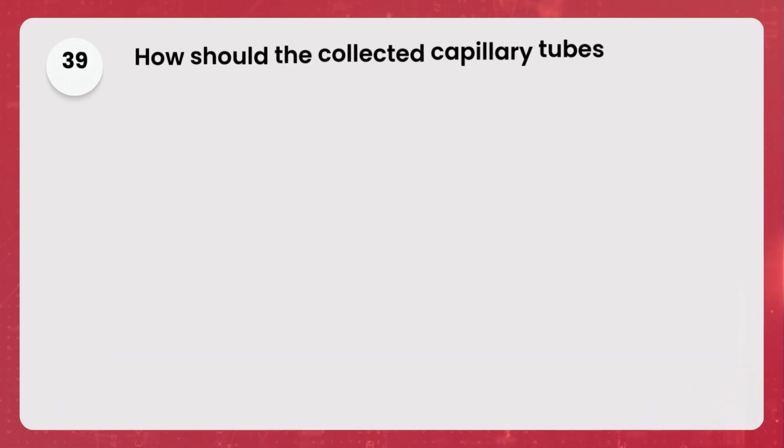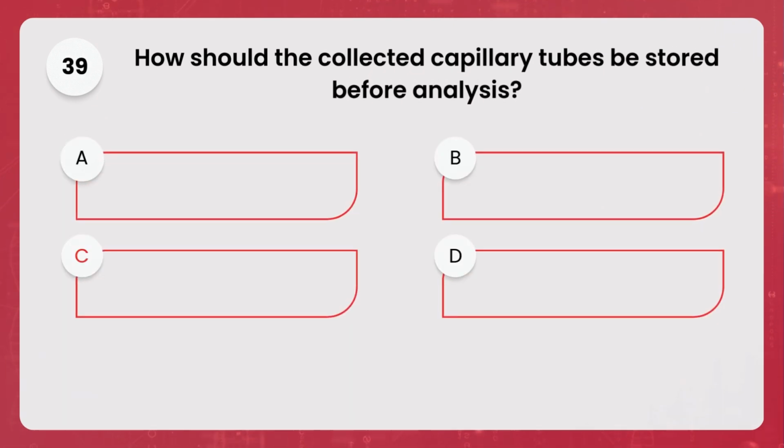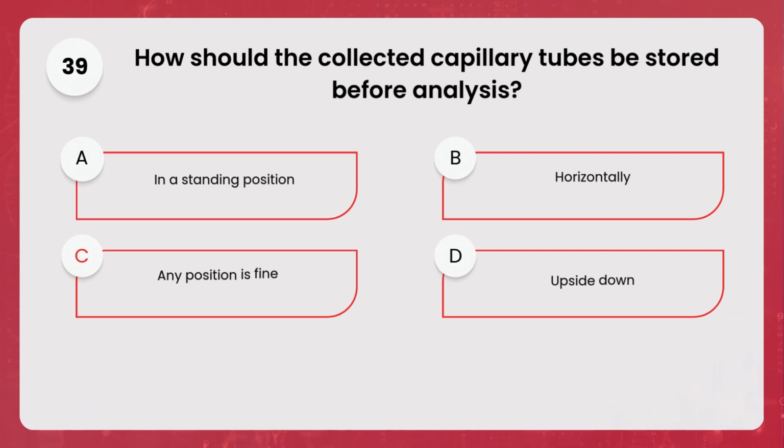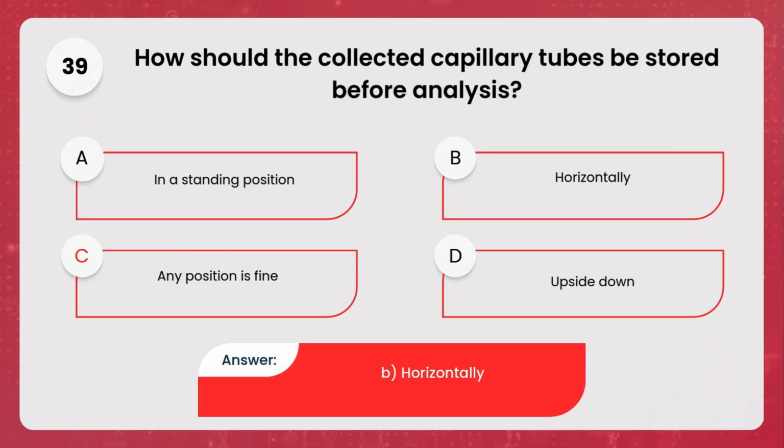Number 39. How should the collected capillary tubes be stored before analysis? A, in a standing position, B, horizontally, C, any position is fine, or D, upside down. The answer is B, horizontally.